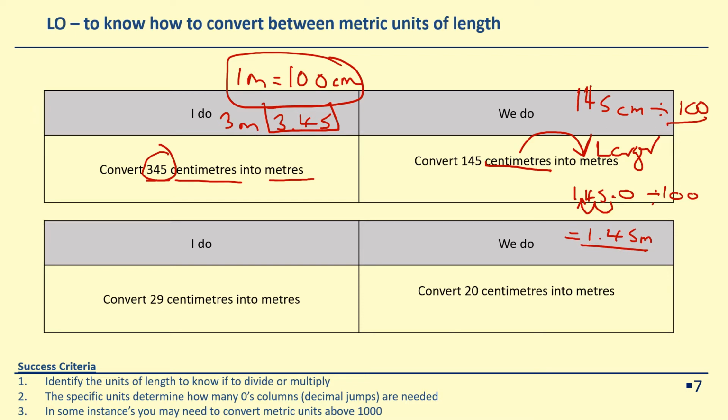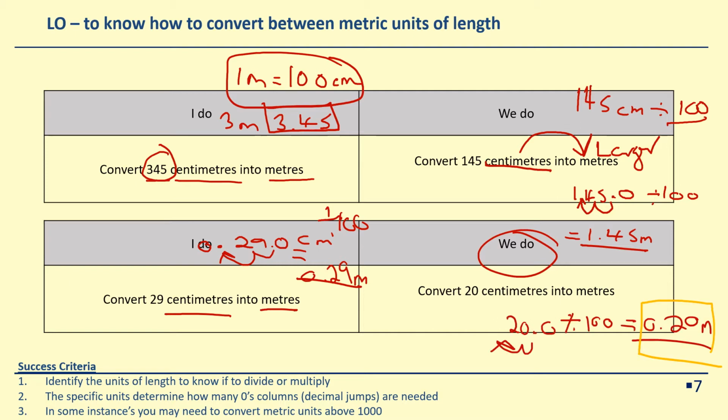The I do then. So again, it's centimeters into meters. We're dividing by 100, 29, jump down two. 0.29 meters. So it was centimeters, and now that's it in meters. I've used my decimal point, jumped down twice, divided by 100. Okay, have a go at this, the we do. Pause the video. Just play when you're ready.